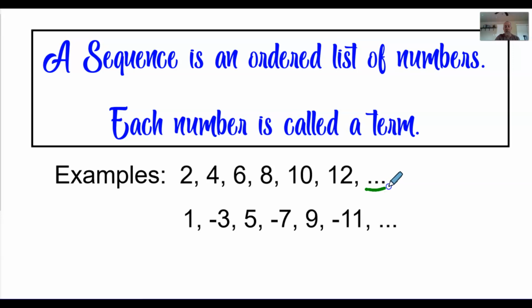Notice at the end of this sequence is a ... which means this sequence goes on forever. Same with the second example, 1, -3, 5, -7, 9, -11. This is a set or list of terms, and it goes on forever. This is known as a sequence.